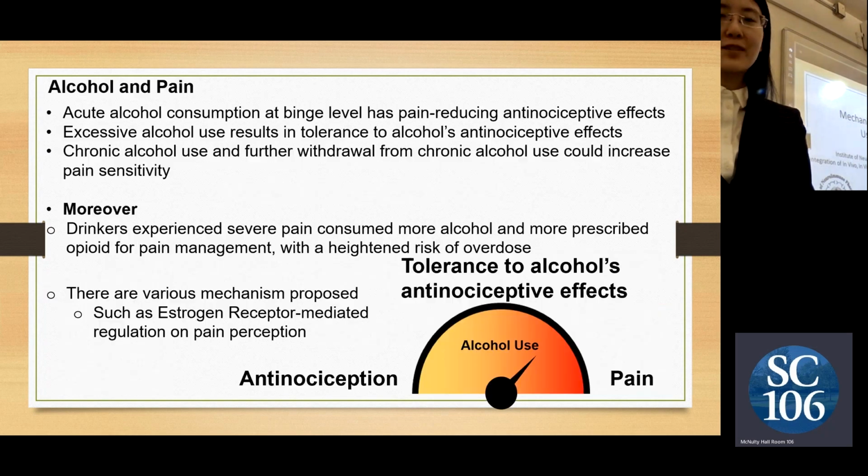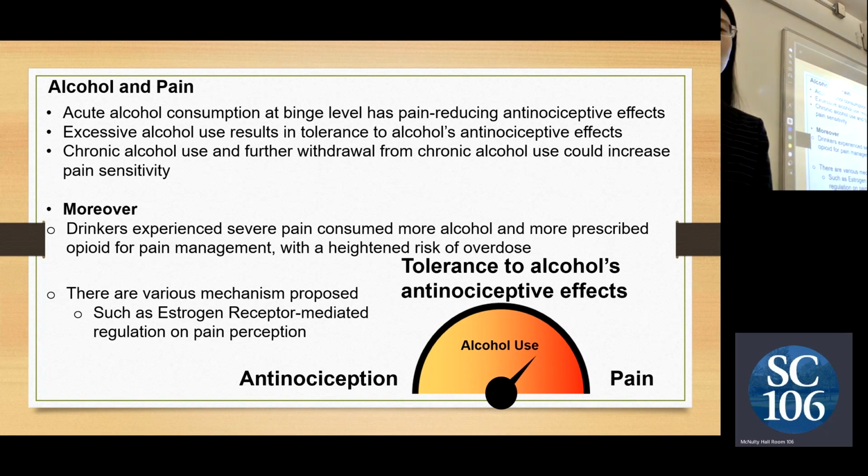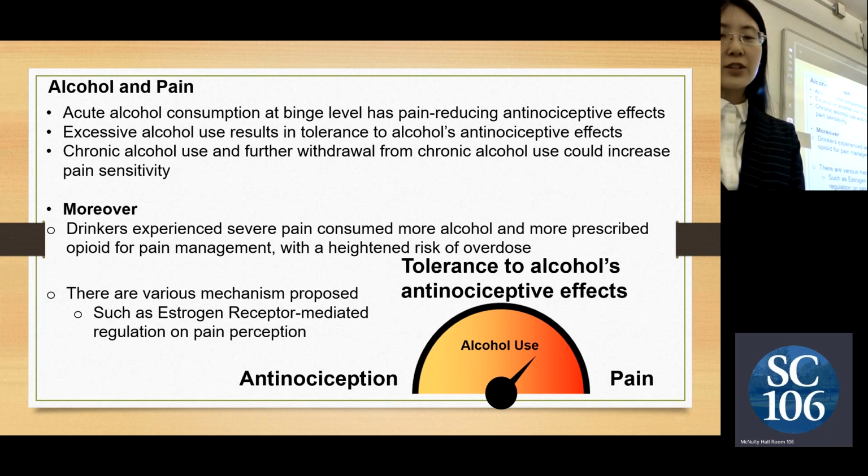First, I want to start with a little bit of background about the relationship of alcohol and pain. It's known that alcohol and pain have a complicated relationship. Acute alcohol, at like one drink for women or 2 drinks for men in one day, can have pain-reducing effects by raising the pain threshold. Excessive alcohol use can result in tolerance to the alcohol's antinociceptive effects. Further chronic use and withdrawal from chronic use can increase pain by increasing pain sensitivity. Various mechanisms have been proposed for how this happens, such as estrogen receptor mediated regulation, but it's still unclear.